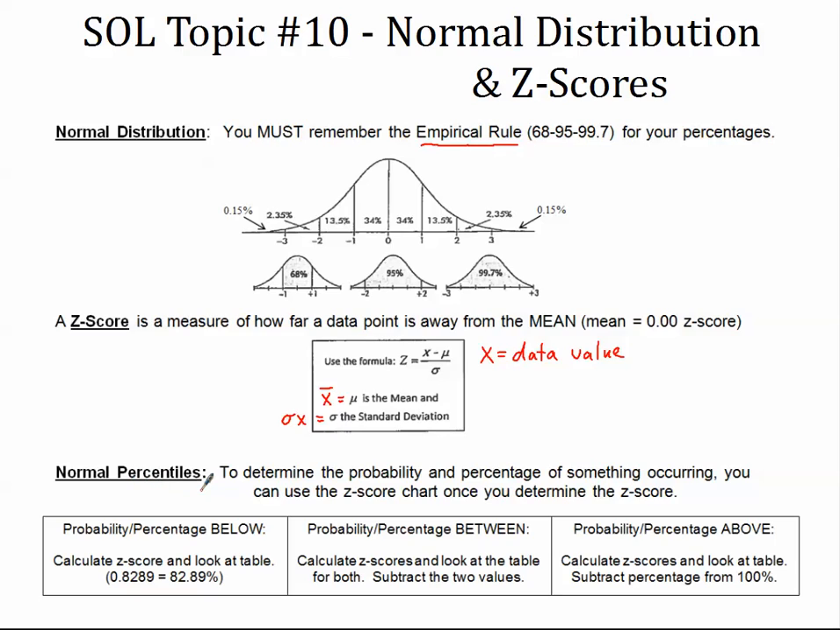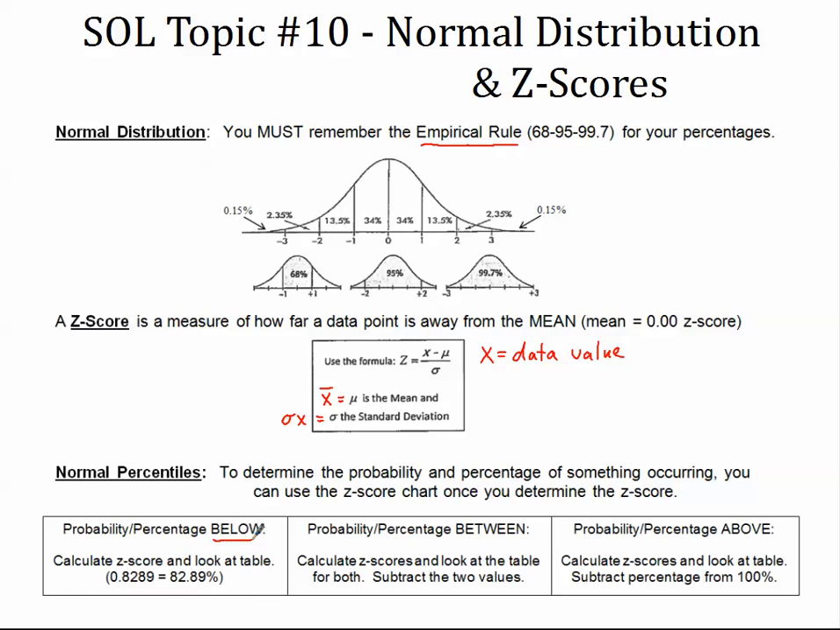For normal percentiles, we will be using our z-score chart. To determine the probability or the percentage of something occurring, you can use our z-score chart, once we determine what the z-score is. So for example, if we're looking for the probability or the percentage of something occurring that's below, we will calculate the z-score and simply look at the table, because the table will give us all of the values that happen below what we're looking at. So the table will give you the probabilities, for example, 0.8289. If you want to convert it to a percentage, of course, just move the decimal point 2 units, and we have 82.89%. So it just depends on which of the numbers you're talking about.